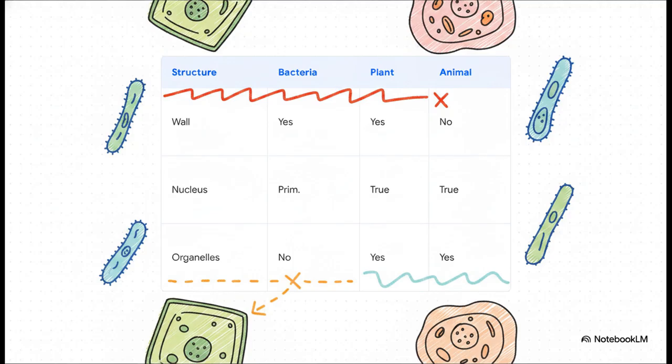Let's put this into a comparative blueprint with bacterial, plant, and animal cells side by side. You can see clearly that bacterial cells are our prokaryotes, primitive nucleoid, no membrane-bound organelles. Both plant and animal cells are our eukaryotes, with well-defined nuclei and specialized organelles. But look really closely at that top row. Notice how animal cells uniquely lack a cell wall, while both plant and bacterial cells have one? That is a huge distinction you definitely want to remember.